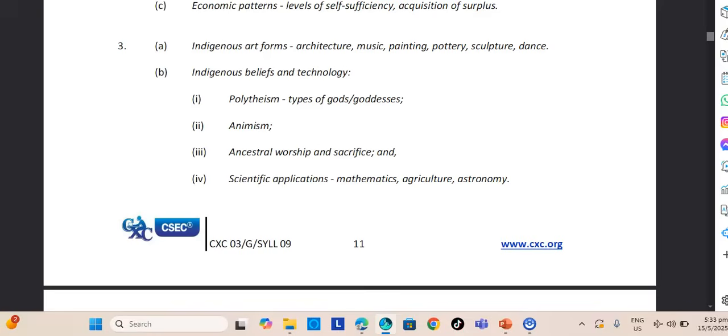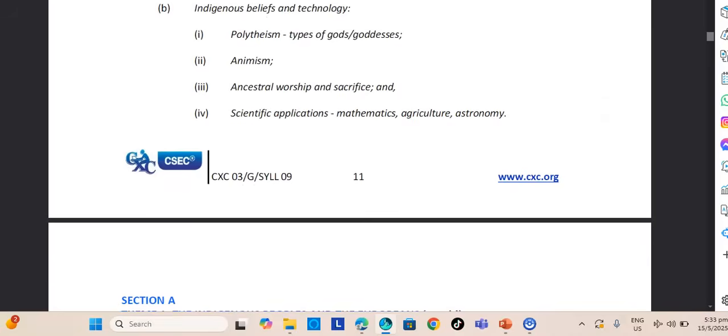Now we're going to look at scientific applications: mathematics, agriculture, astronomy. Now, what does that have to do with the indigenous people? Can you think about it? Let's look at it. The Maya developed a complex number system using dots and bars, and they invented zero long before the Europeans. Math was used in calendar making, astronomy, and building construction.